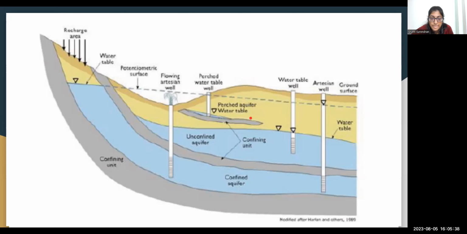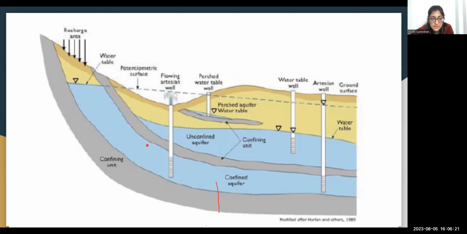So this picture is pretty good. You can understand the concept of confined and unconfined aquifers from this picture itself. You can see these small impermeable formations, which accumulate water on top of them, are called perched aquifers. This large impermeable formation, which does not have a confining unit on top of it, where the water table is formed, is called the unconfined aquifer. And these confined aquifers are the aquifers that are formed between two impermeable formations. That's about confined and unconfined aquifers.